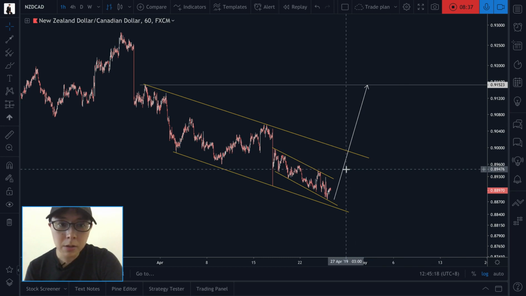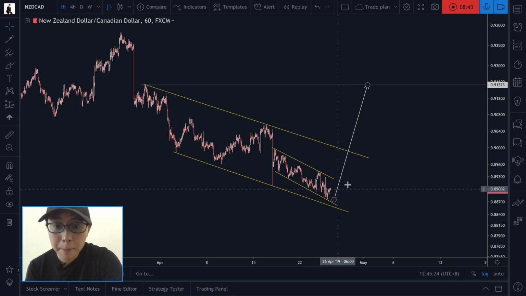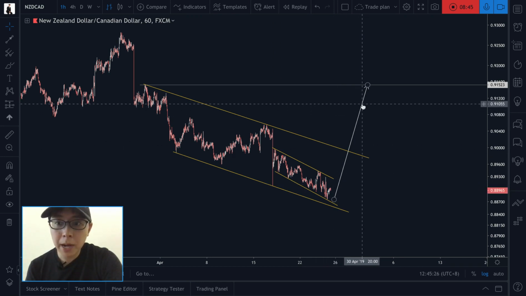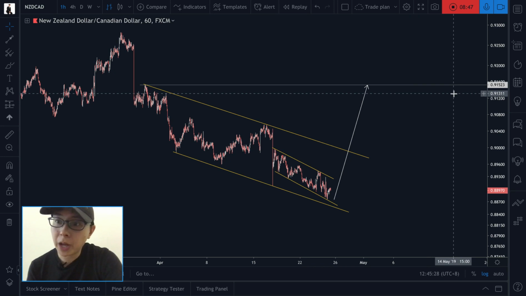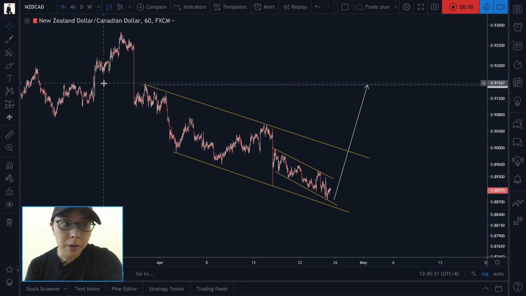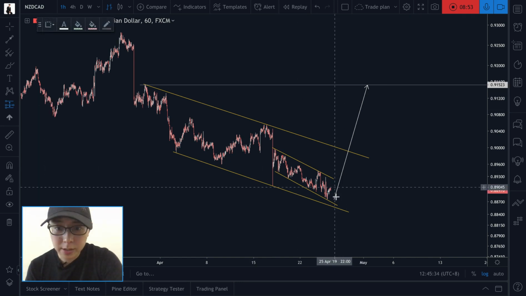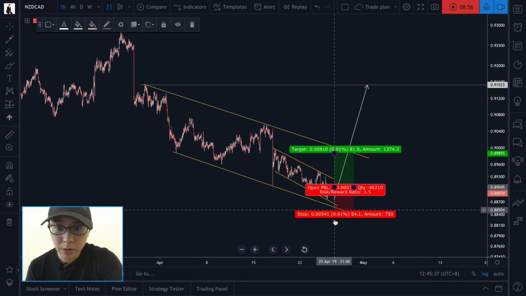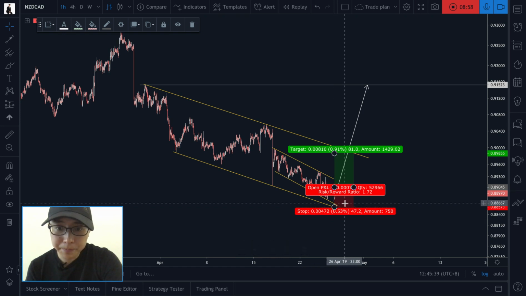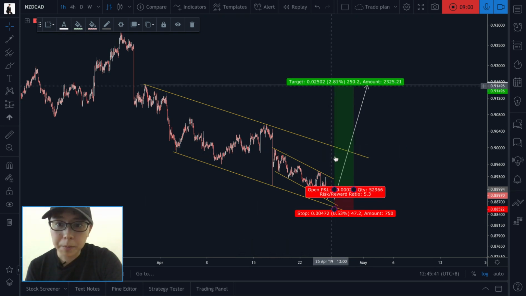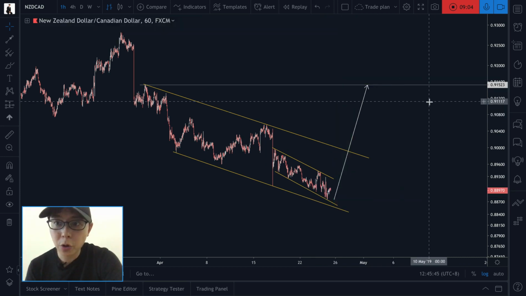So this one here, New Zealand Canadian. This structure, this pattern is telling us that the upside is more likely to happen. So you want to look for a buy setup potentially towards 0.9150. That's a pretty decent trade that you want to consider as well. Even with, let's say, a risk of 50 pips, your target up there gives you at least a risk reward of 1:5. Not too bad. Something that you want to consider.